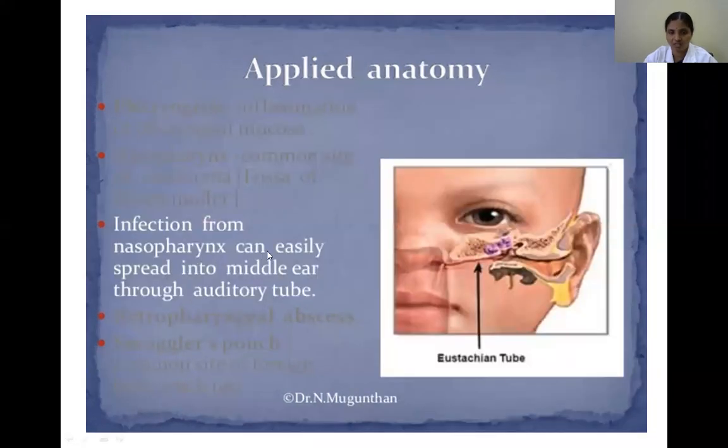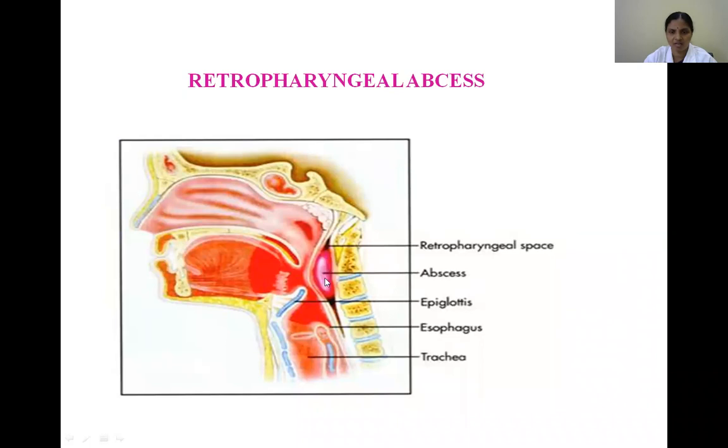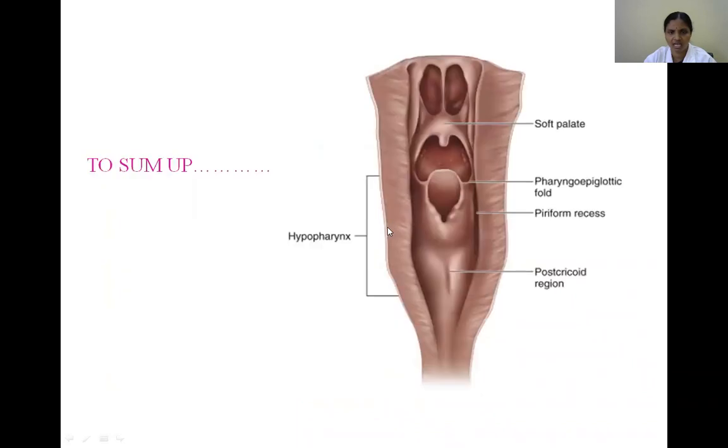Then infection of the nasopharynx can easily spread into the middle ear. What is the route? This is the auditory tube. Then this is a retropharyngeal abscess. As I told, what is the space just behind the pharynx? The retropharyngeal space lies between the pharynx and the prevertebral fascia in front of the vertebra. So there can be a retropharyngeal abscess.